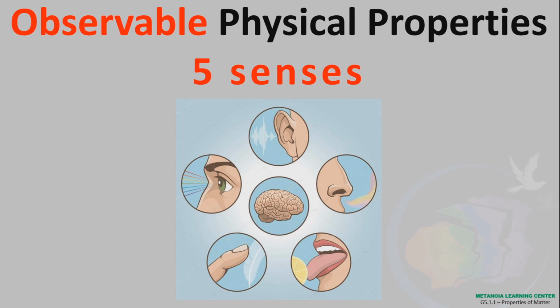You might ask, how do we make use of hearing as part of the observable physical properties? One good example using your sense of hearing is listening to an object falling. Once you drop a metal, you'll hear a different sound compared to dropping plastic. So by simply listening, you can tell what type of object fell.